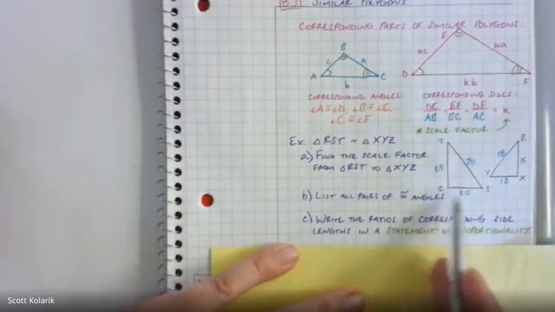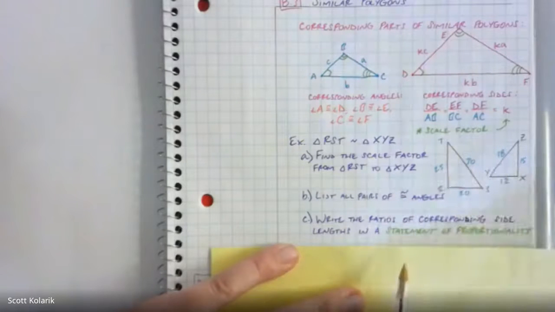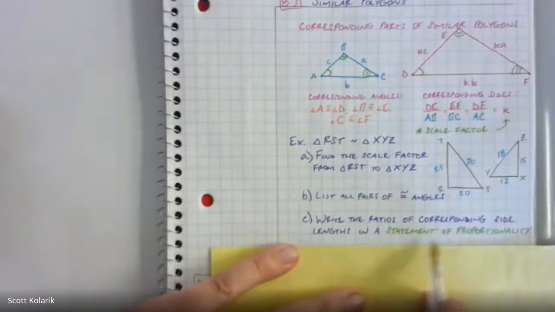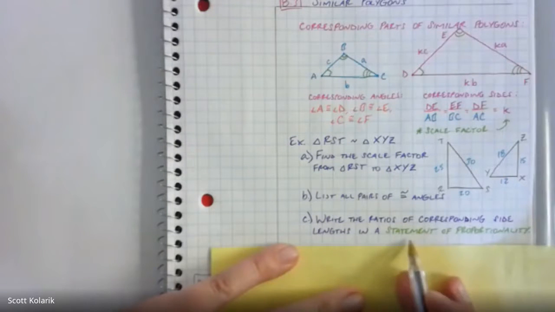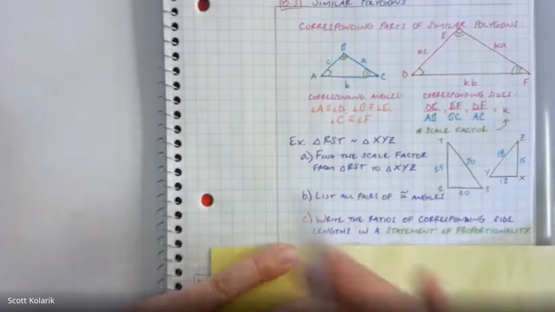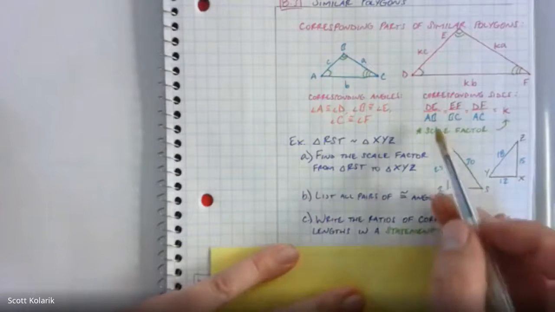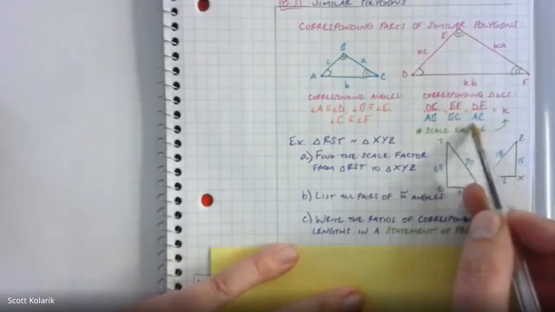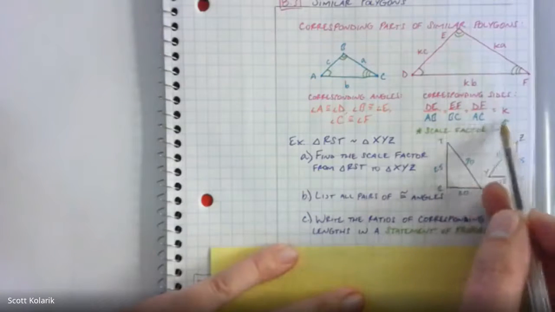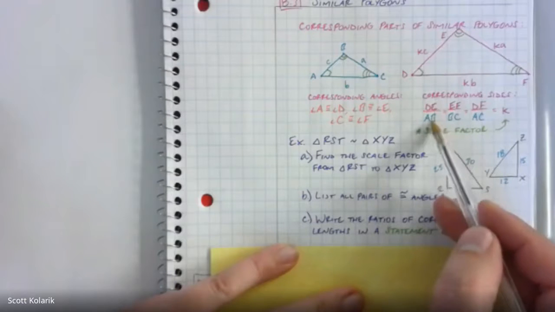And since there are 3 angles, I should have 3 pairs that are congruent to each other, 3 that are equal to each other's measurements. And then finally, part C, I'm asked to make a statement of proportionality. Now, if you need to write this in your margin, what is a statement of proportionality? It's literally just as this is written up here underneath this corresponding angles, where each corresponding side is put with each corresponding side.